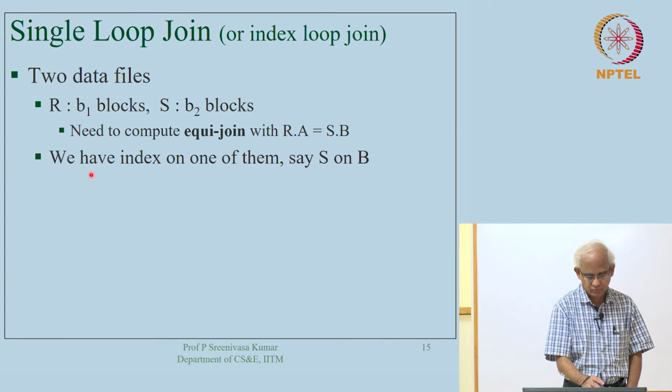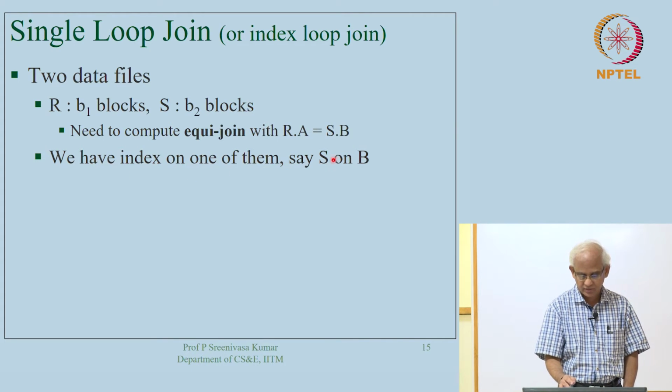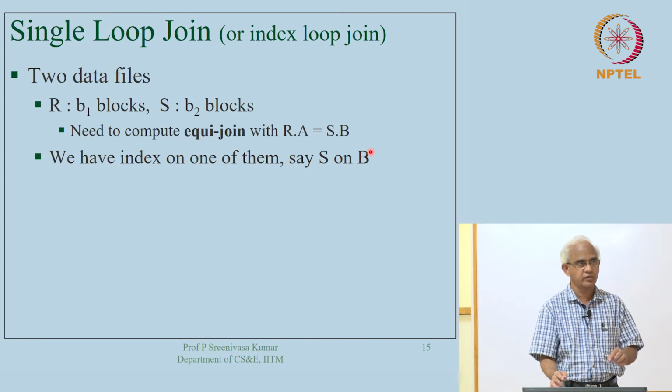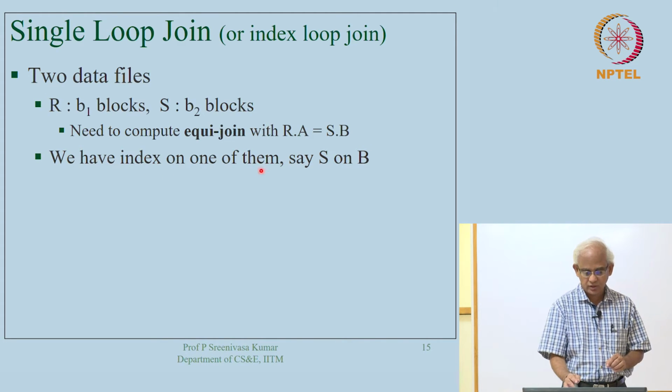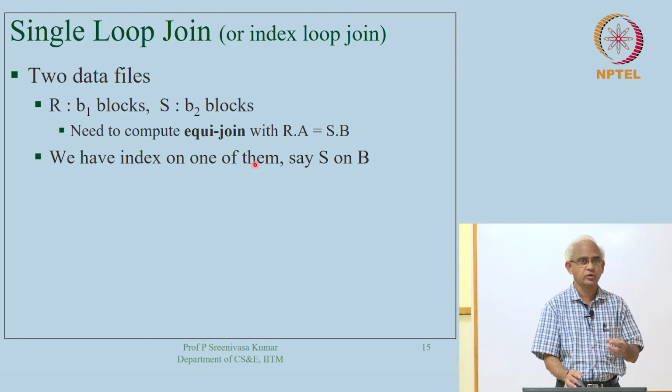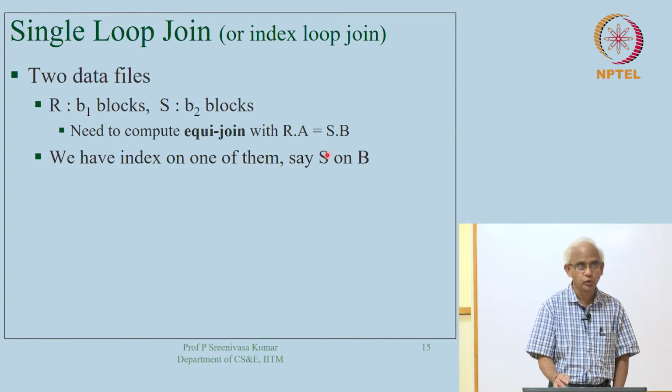So, let us now assume that we have an index on S. The index of course has to be on this attribute B, some arbitrary attribute will not help us. So, on this join attribute B, let us say we have an index on S. What does it mean? It means that given a value for the attribute B, I will be able to get hold of all the records that have that particular value in the S file in some few number of block accesses, depending on the indexing technique that we have used. So, this is much better because we really can avoid a loop over this S.